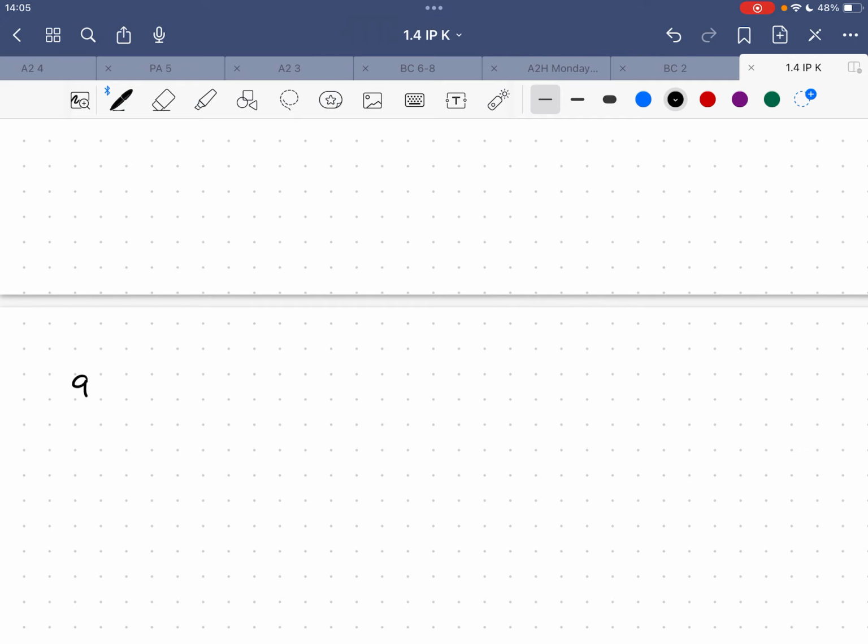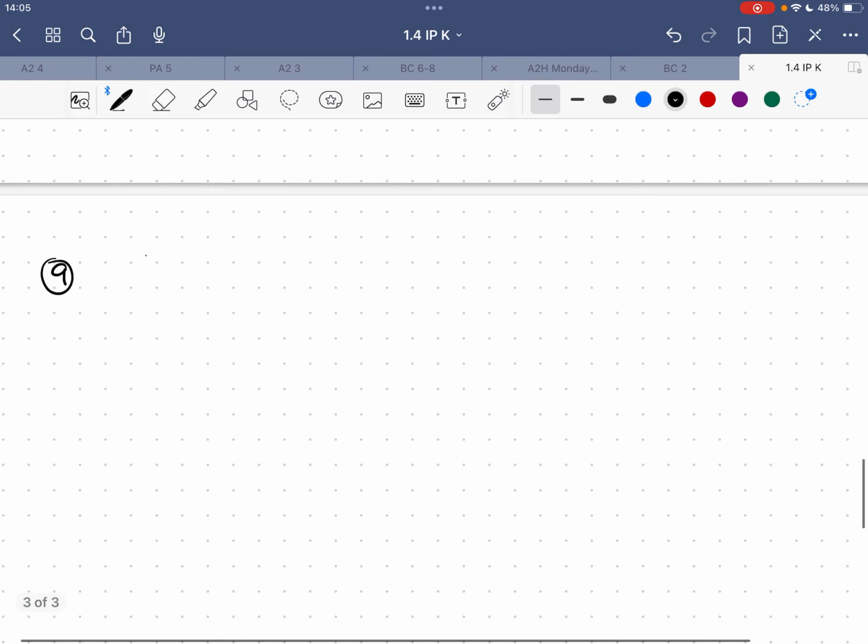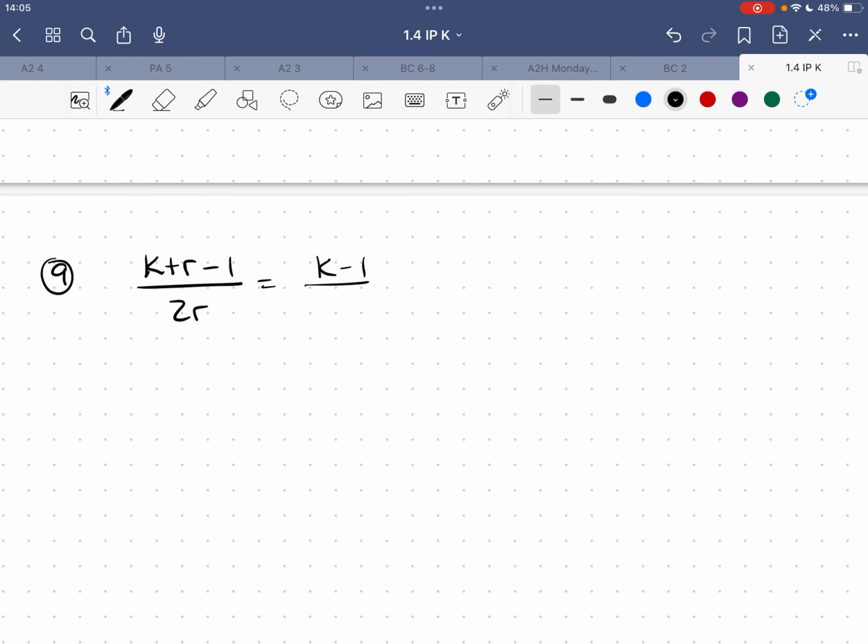And that was 8, so number 9. K plus r minus 1 over 2r, and we're solving this for k. Again, upon inspection here, you see there's a k here and a k here. There's fractions. So my strategy with fractions is always multiplying by the least common multiple. So in this case, 2r. So I'm going to multiply everything by 2r.